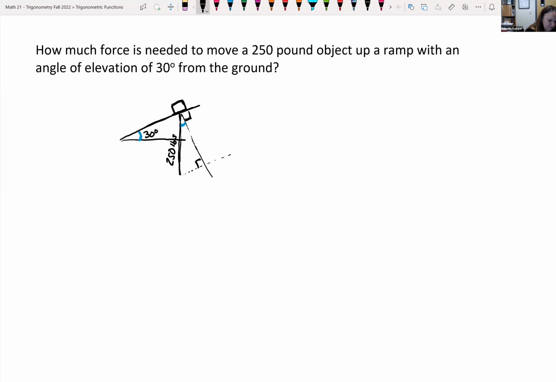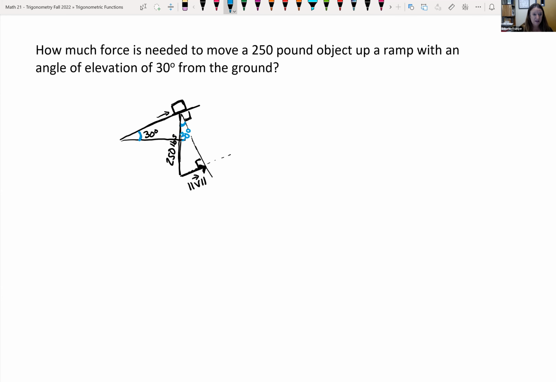And we want to find the force. The force is what we're pushing up to keep it on that ramp. We're pushing up right here. That force is going to be right here. So how many pounds is it? Let's call this the vector we're looking for, the magnitude of V, that length. And this is 30 degrees.